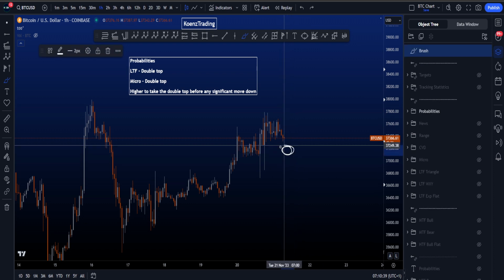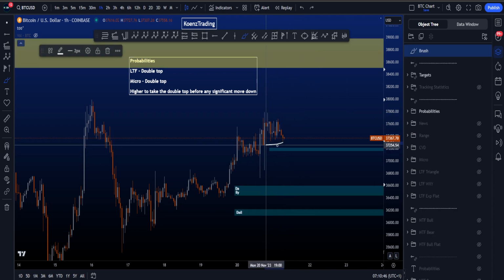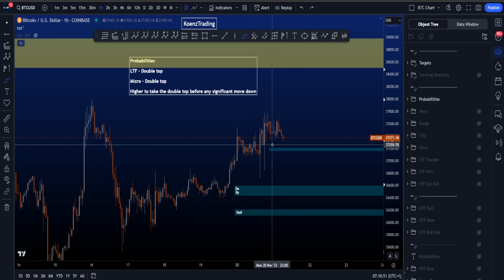It would be nice to hit the support box that we have down here and then observe the reaction at support for then potentially a move to the upside. Also take the liquidity here of the double bottom that price just created. But we wait and see and observe the chart.